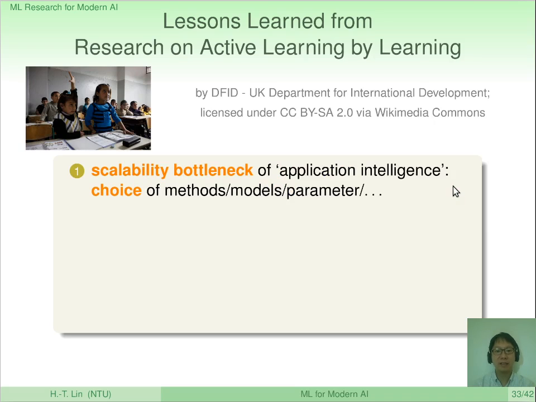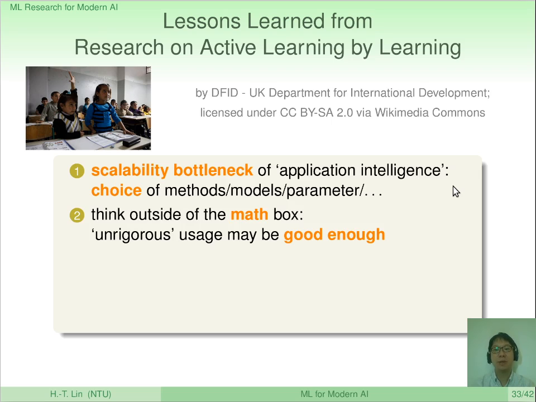Now, lessons learned. First, for users, the scalability bottleneck of application intelligence is usually on making choices. We see in our previous example that's the choice of cost. Now we see the choice of methods, models, parameters, and so on. And seeing that, we try to design in the active learning space methods that help users make the choices. And we do so by thinking outside of the math box.